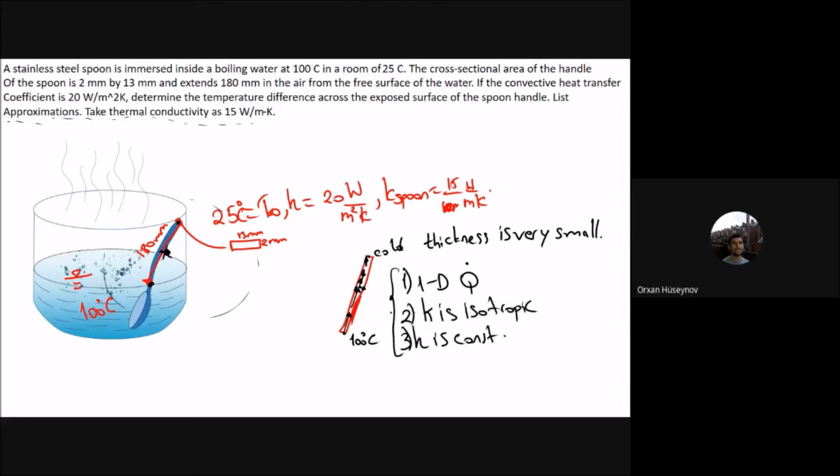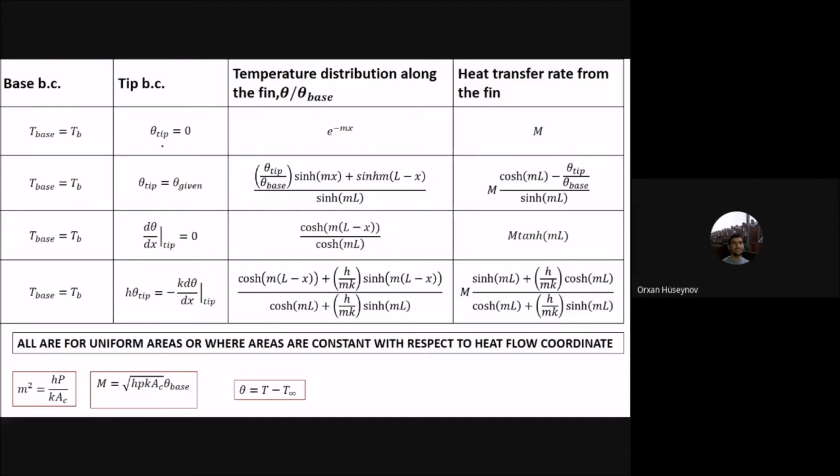By using these approximations, now we can start to solve our problem. Firstly, we should find what type of fin this spoon is. What type of fin can we assume? Firstly, let's go to the table. We have different boundary conditions. These are the tip boundary conditions for the fins, and these are the base, which is the same for all of the fins.